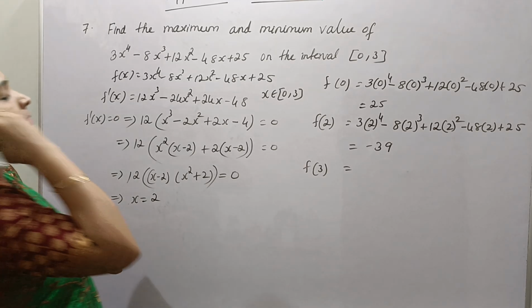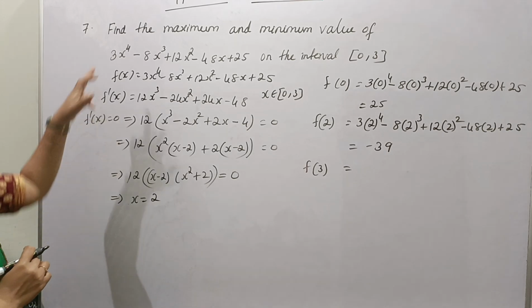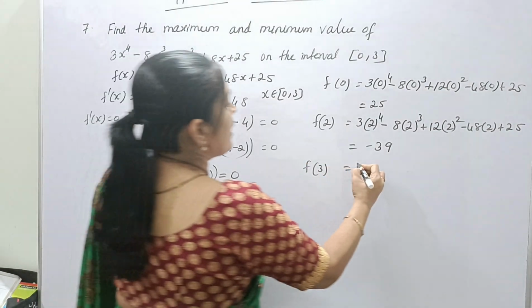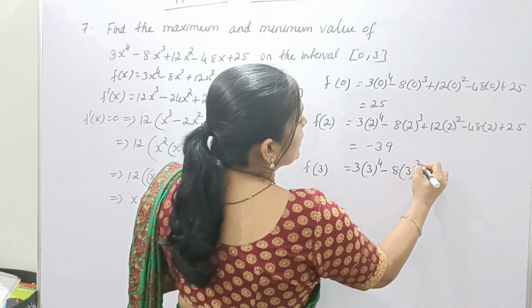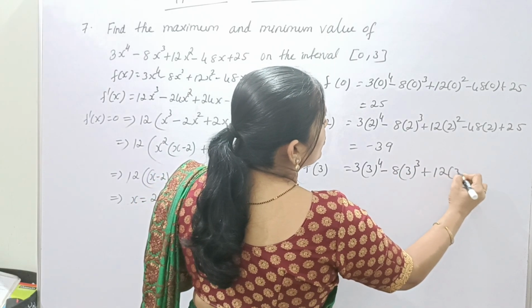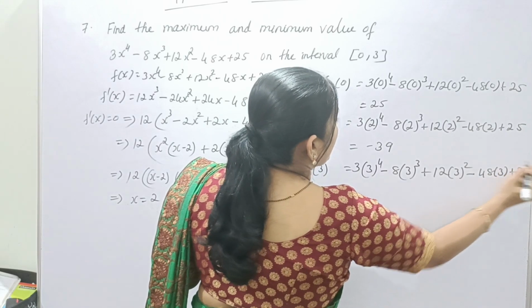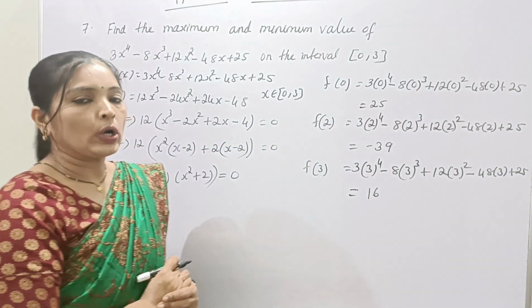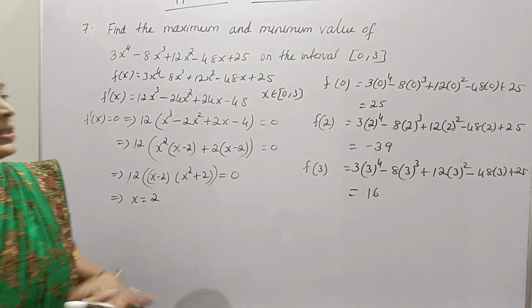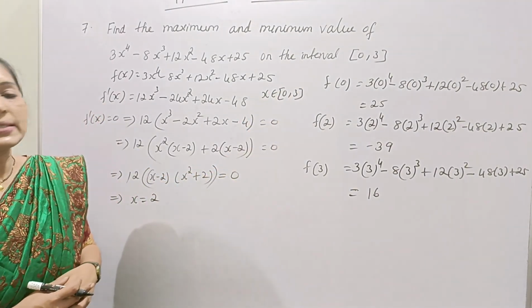F of 3 is equal to, here also we have to substitute x is equal to 3 in f of x. So 3 into 3 raised to 4 minus 8 into 3 cube plus 12 into 3 square minus 48 into 3 plus 25. After the calculation we will get 16. Okay. So here we have got the values of the function: 25, minus 39, 16.